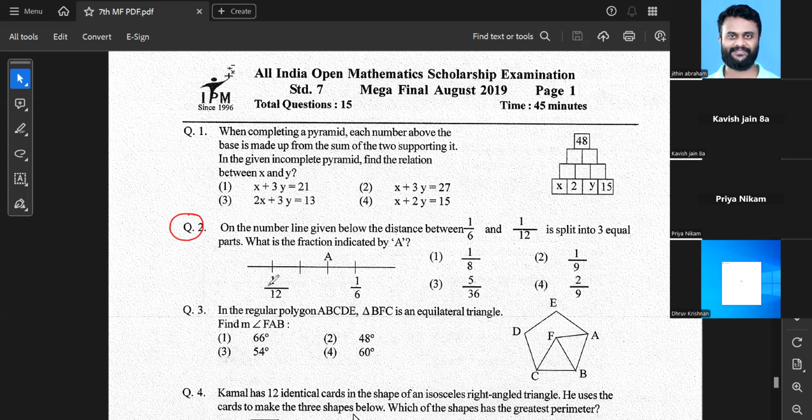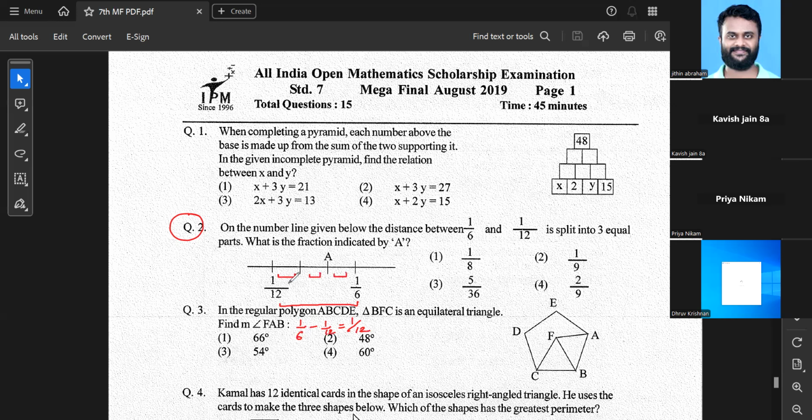So let's find. First of all, the distance between 1 by 6 and 1 by 12 is 1 by 12. How did I come to know? I basically subtracted the last number minus the first number. So 1 by 6 minus 1 by 12 I did. When I took the LCM, I got the answer as 1 by 12. So the difference between them is 1 by 12, which is split into three parts.